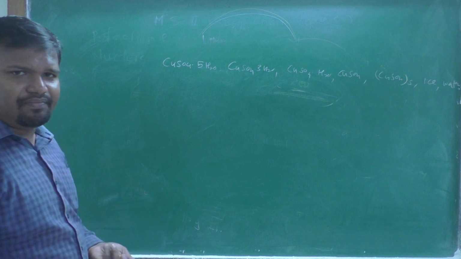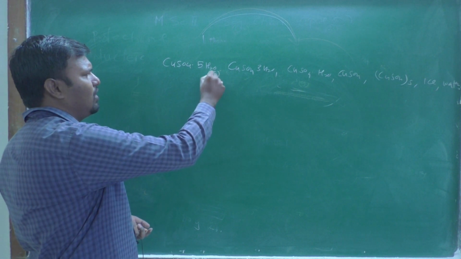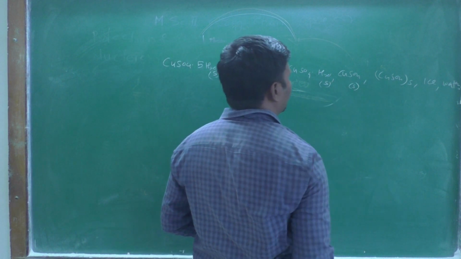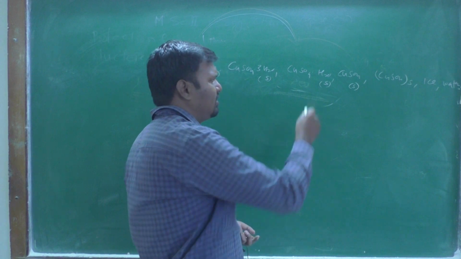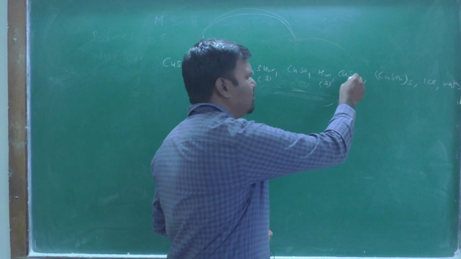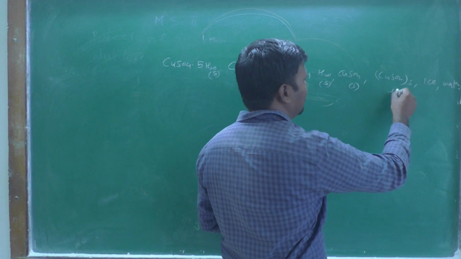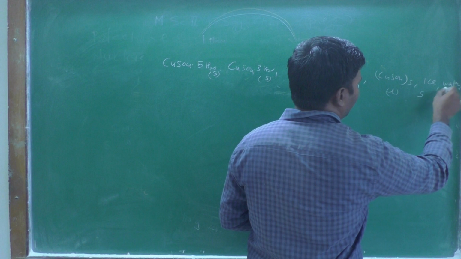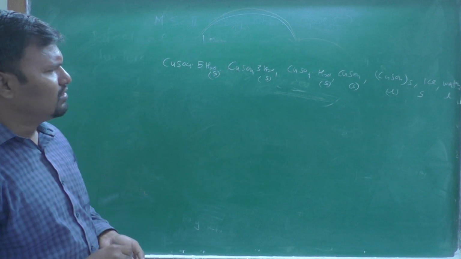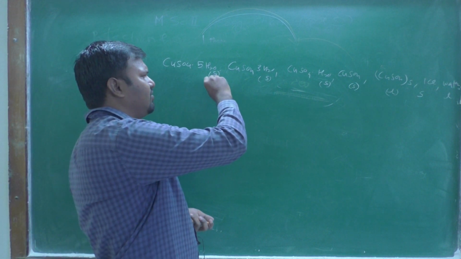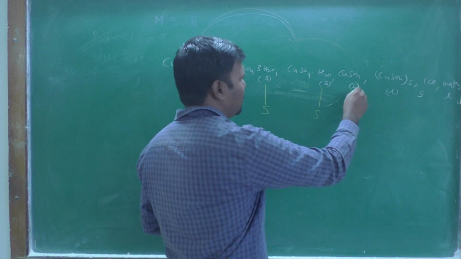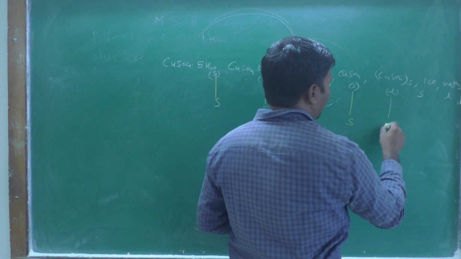Firstly, how many phases are there? It is a solid, it is also solid, it is also solid. This CuSO4 has no hydrate, there is no H2O, it is unhydrated CuSO4. The CuSO4 solution is in liquid form, ice is in solid form, water is also in liquid form. Okay, therefore each solid is considered a phase. This is one phase, second phase, third phase, fourth phase. The solution is the fifth phase.